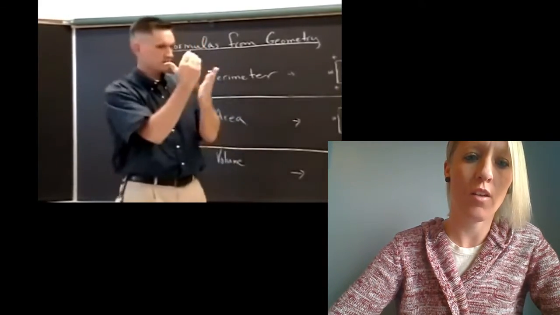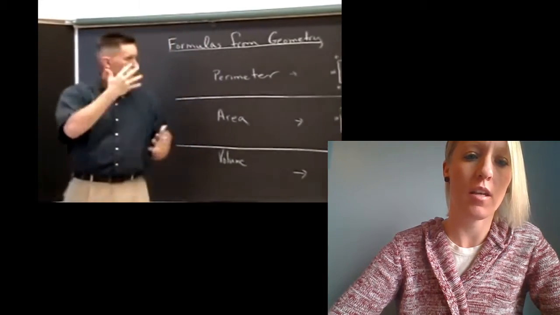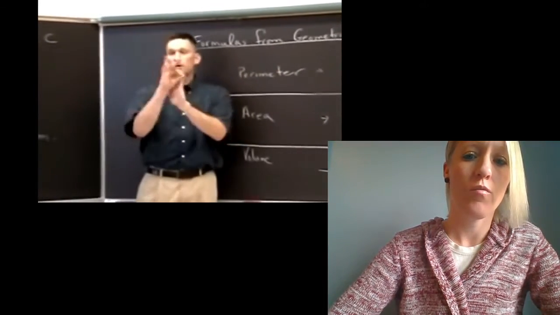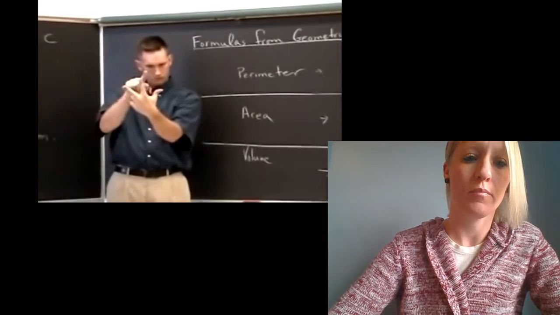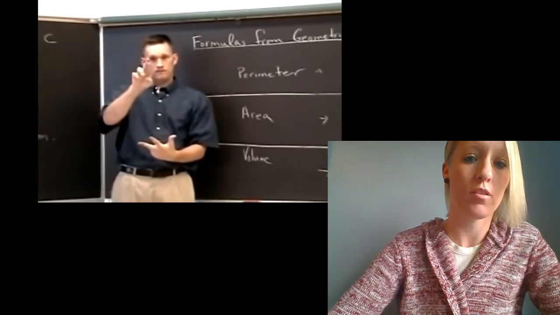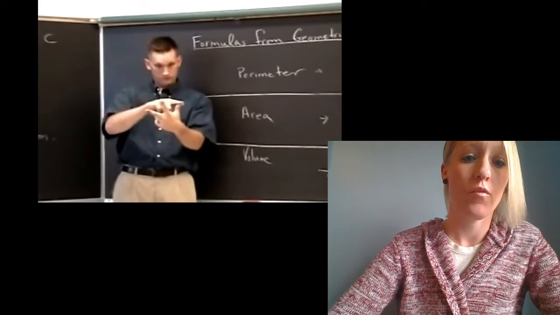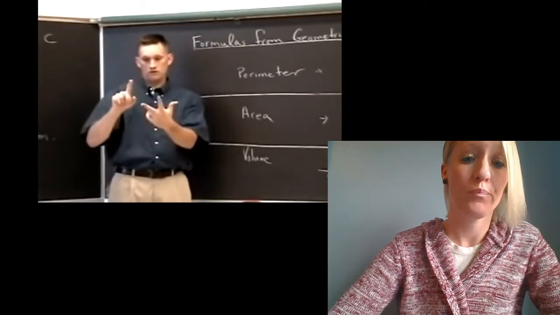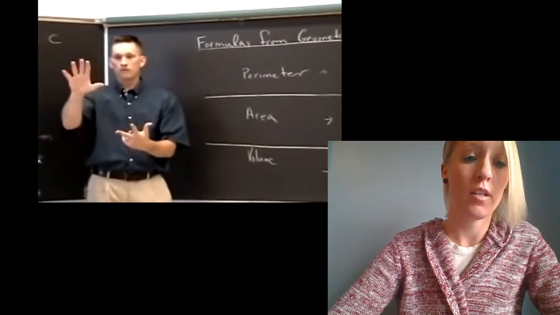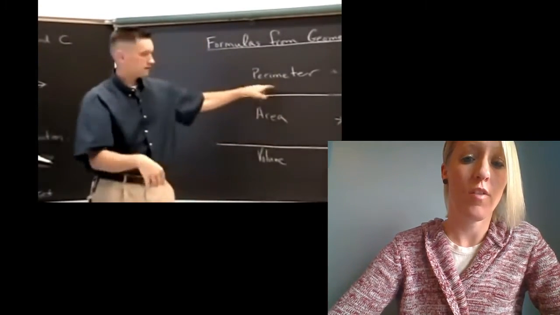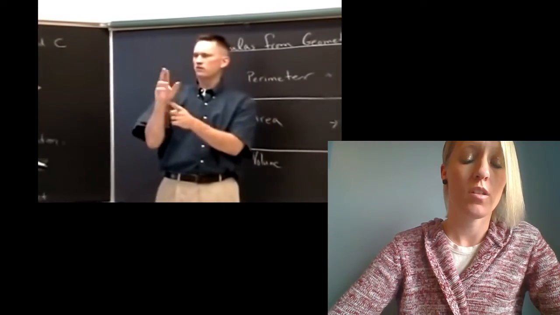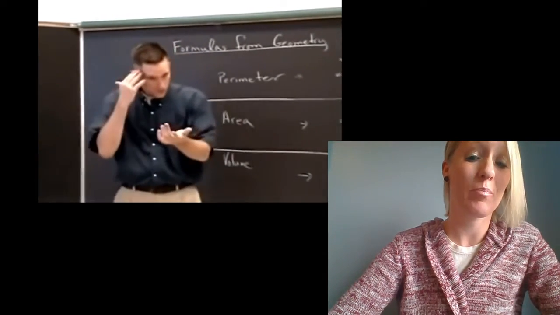Okay, great. Now we're going to move forward to the second part of this lesson that's related to formulas from geometry. And there's three different parts of geometry. The first is called the perimeter. The second is called an area. And the third is the volume. First, we're going to discuss perimeter.